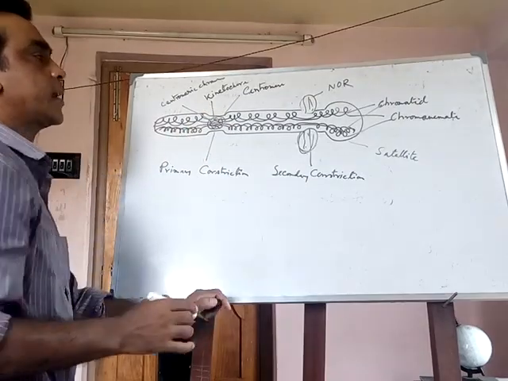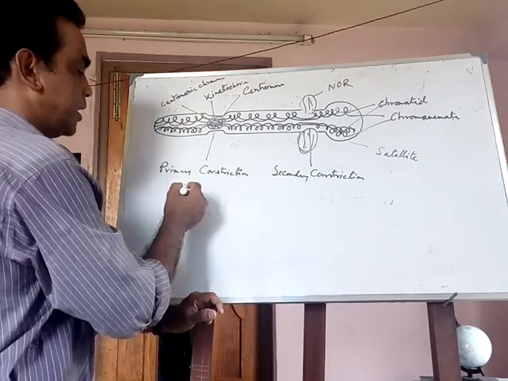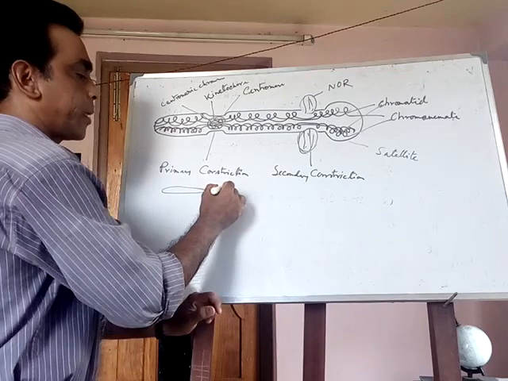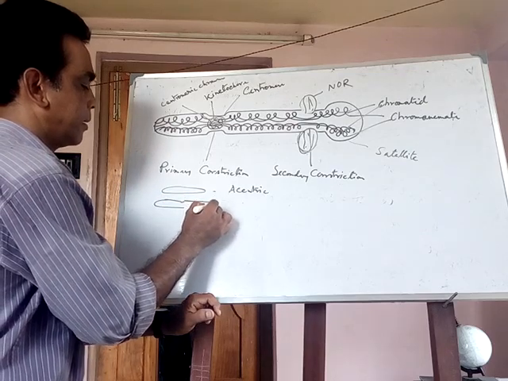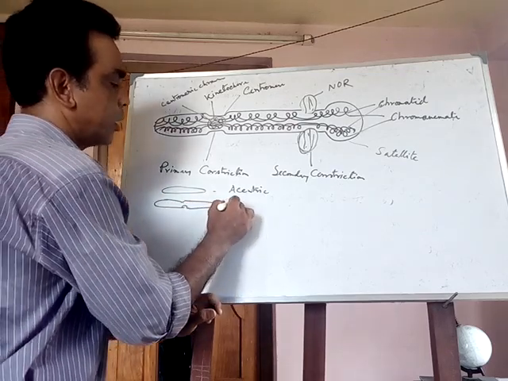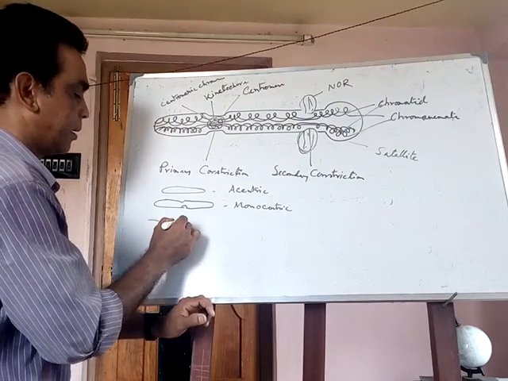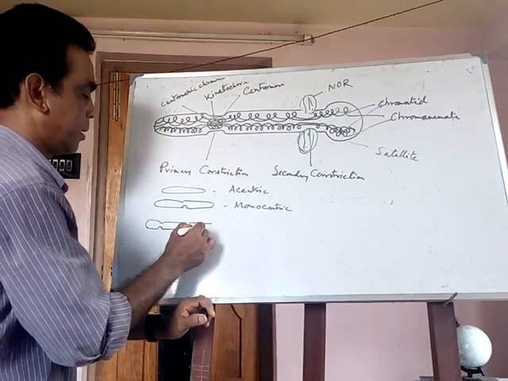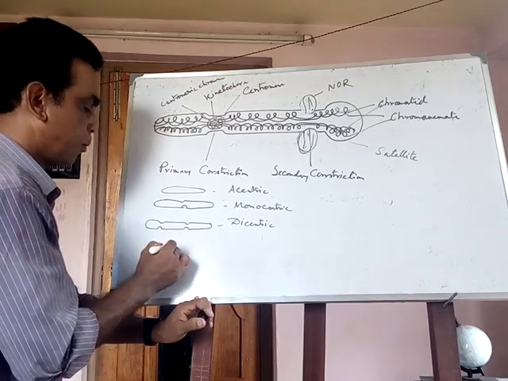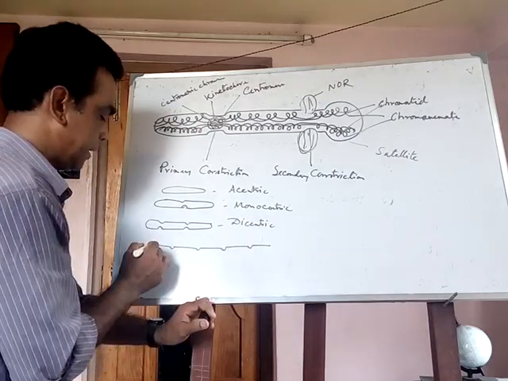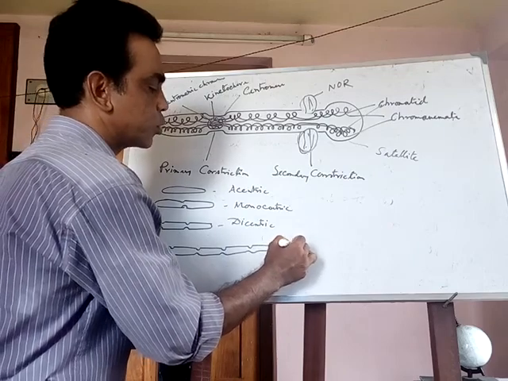Now, it is the centromere. According to the number of centromeres, chromosomes are divided into 4 types. No centromere found is called acentric. One centromere found is called monocentric. Two centromeres found, dicentric, and more than 2 centromeres found, it's called polycentric chromosome.